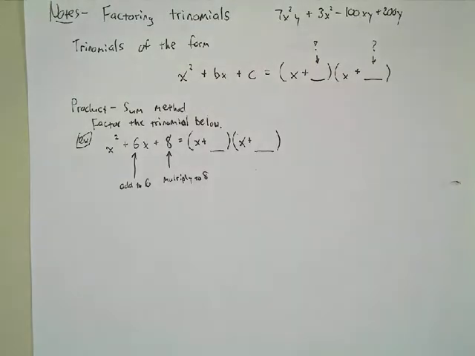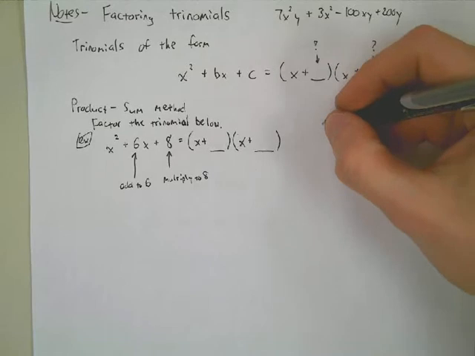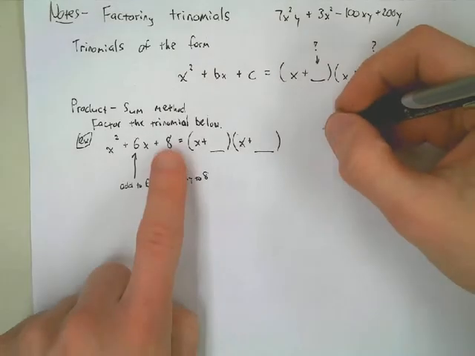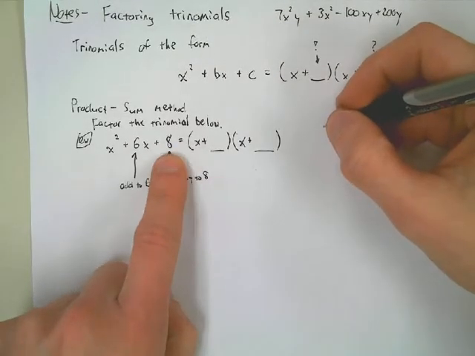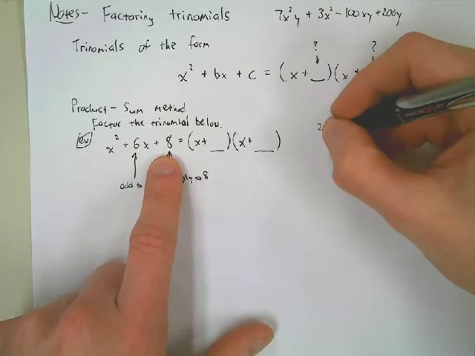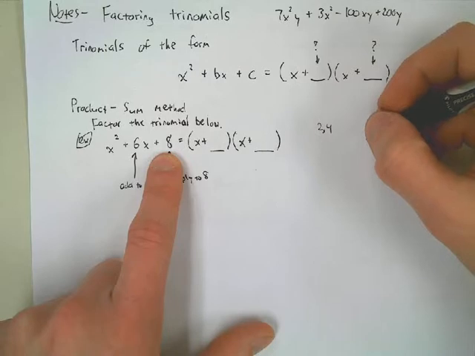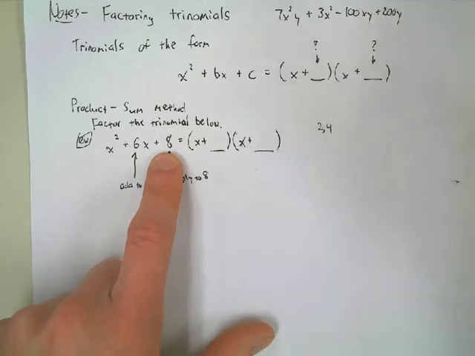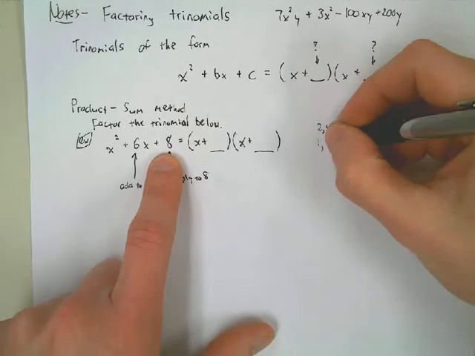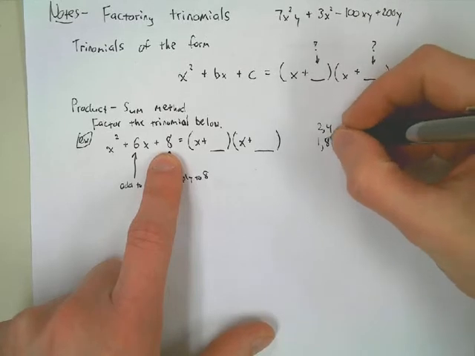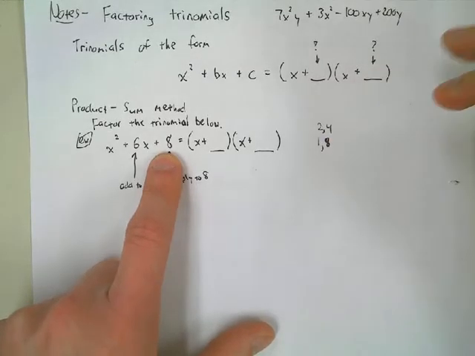Okay. So we can come up with some ideas here. You want to basically start with the 8 here and think of numbers that multiply to make 8. So 2 and 4 multiply to make 8. What other pairs of numbers multiply to make 8? 4 and 2, but that's the same thing. 1 and 8, but those don't add to 6. I just want to throw those out there for you guys to see.